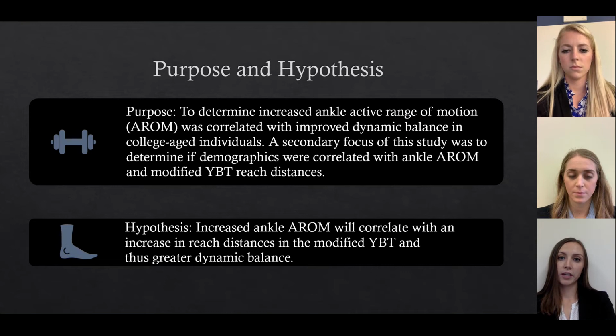The purpose of this study was to determine if increased active ankle range of motion was correlated with improved balance in college-age individuals. A secondary focus of the study was to determine if demographics such as age or BMI would be correlated with ankle active range of motion or modified Y balance reach distances. Our hypothesis was that increased active ankle range of motion would be correlated with increases in reach distances on the modified Y balance test, thus resulting in superior dynamic balance.